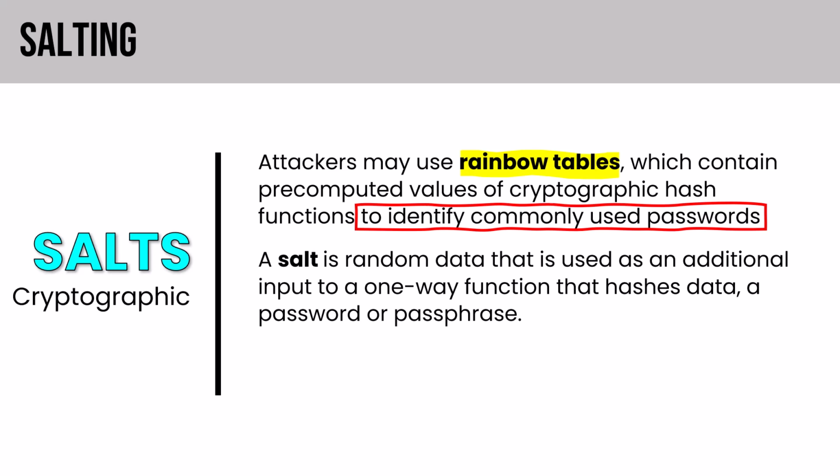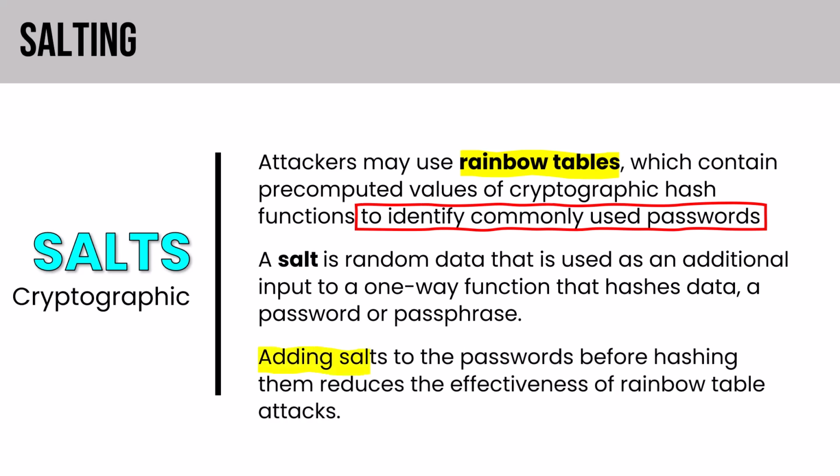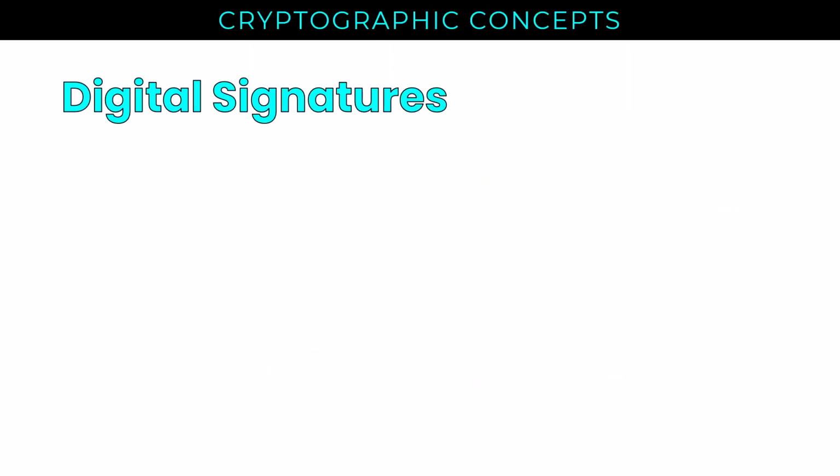password or the passphrase. So adding salt to the passwords before hashing reduces the effectiveness of rainbow table attacks, because the expected output of the hash function for a common password is going to be different because a random value was added. So even if every user in our environment used a common password, a rainbow table wouldn't help because the salt changes the output of the hash, of that hashing process.